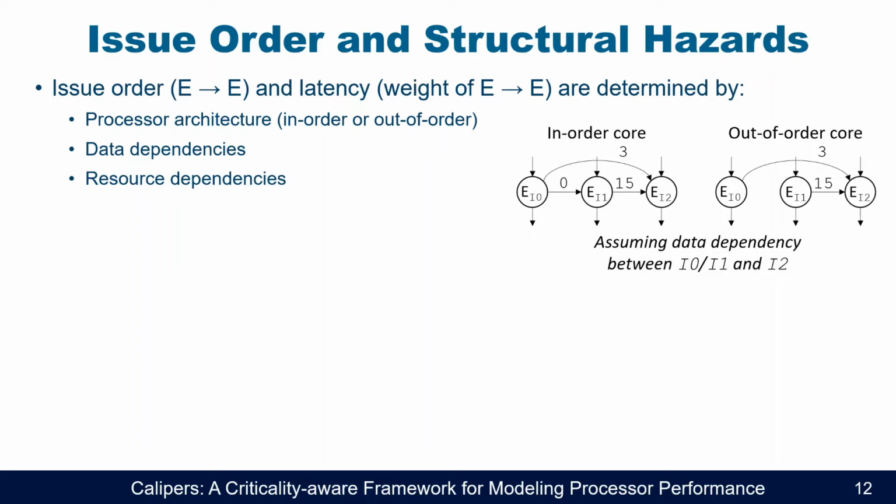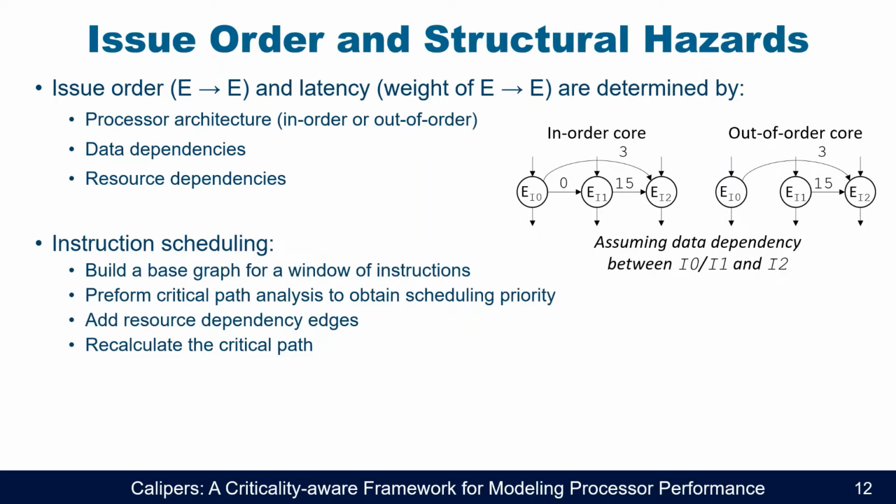In the case of an in-order core, instructions are issued in order. In-order issue is modeled by an edge with the weight of 0 as shown on the left between E of I0 and E of I1. Since there is already an edge between E of I1 to E of I2, no additional edge is needed.